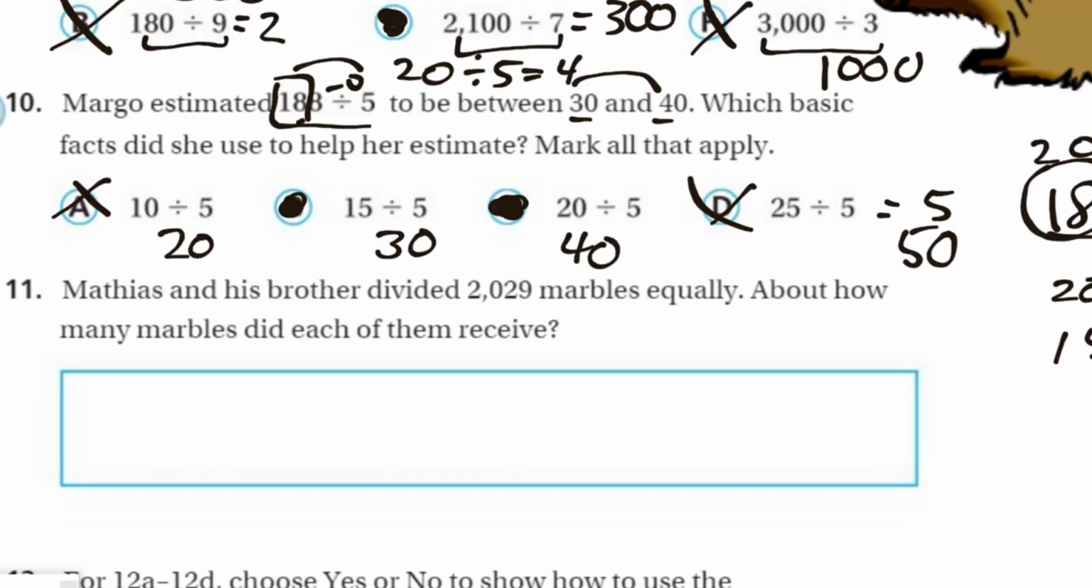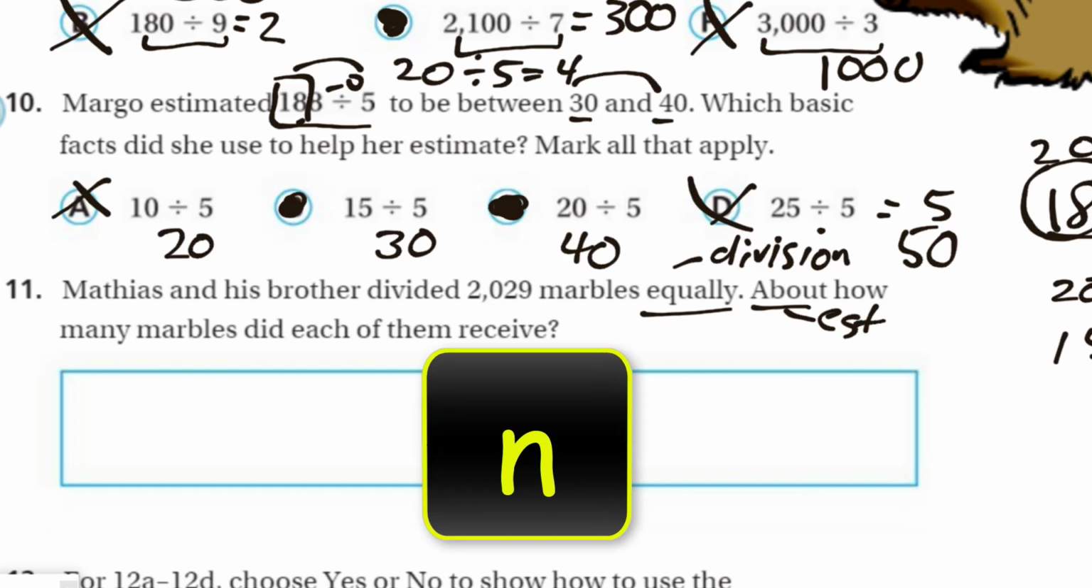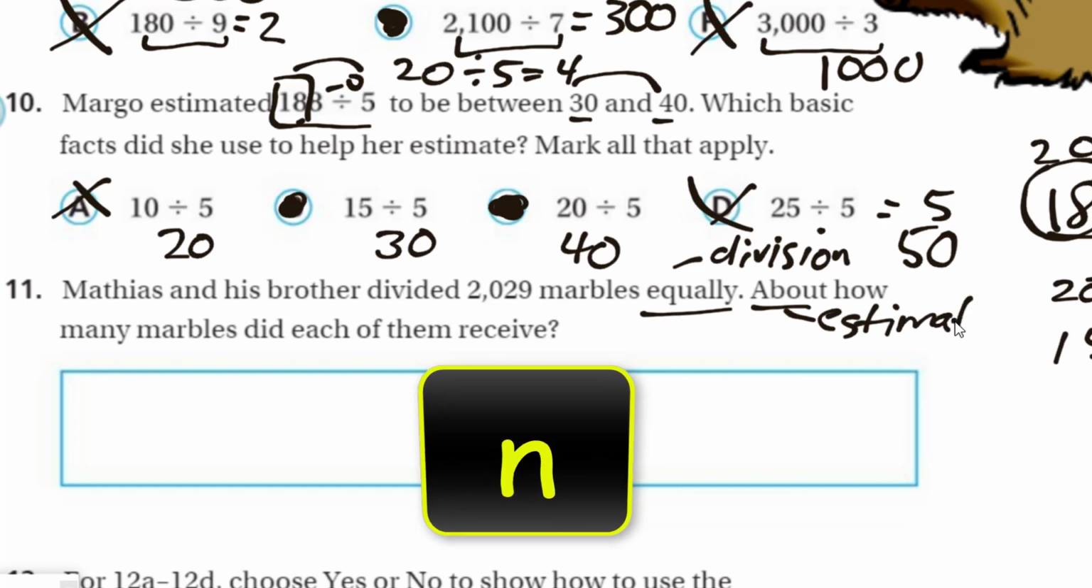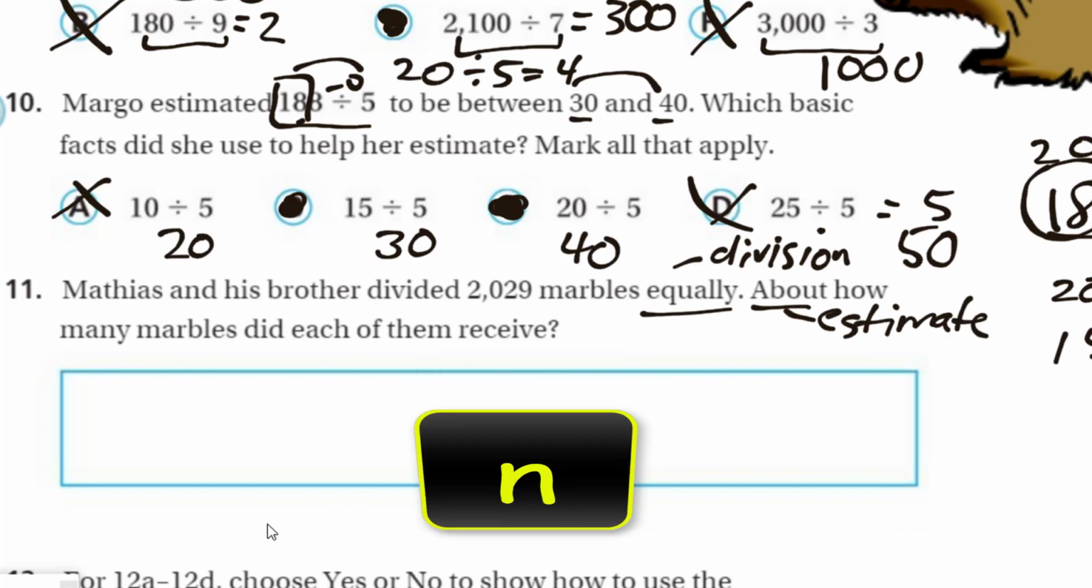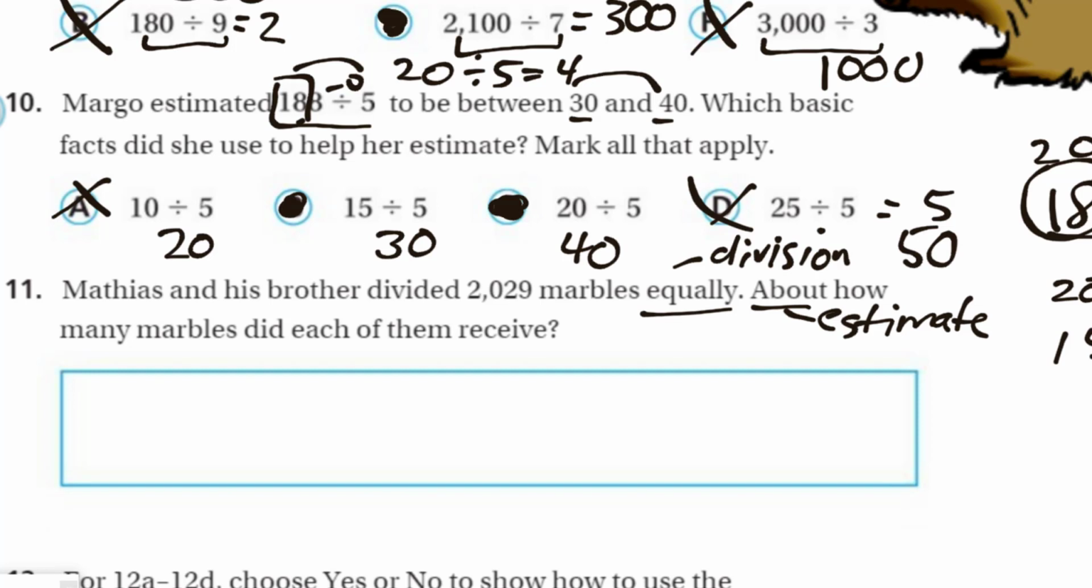Anyway, it says Matthias and his brother divided 2,029 marbles equally. That word equally, right? We always knew that it's about division, more than likely, if you're trying to make equal groups. About, estimate. That's what that means. Whenever we get that word, we know that we're going to be estimating about how many marbles did each of them receive. So about, looking at 2,029.